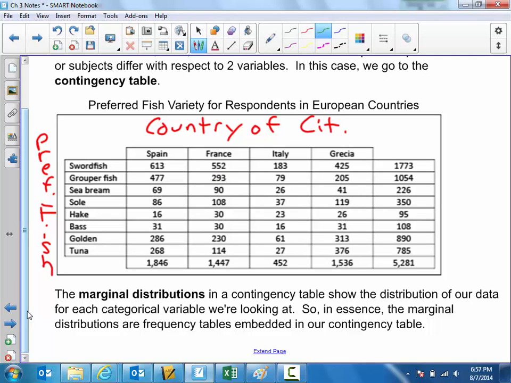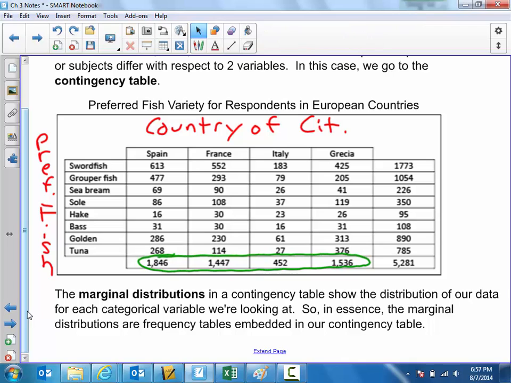One other thing I want to bring your attention to that's big is, let me erase the blue things here, and let's do this in green. You have what's called a marginal distribution right here. Now, what is a marginal distribution? Well, it's in the margins, it's in the side at the bottom here of the contingency table, but a marginal distribution shows the breakdown of the variable country of citizenship without any regard for preferred fish.